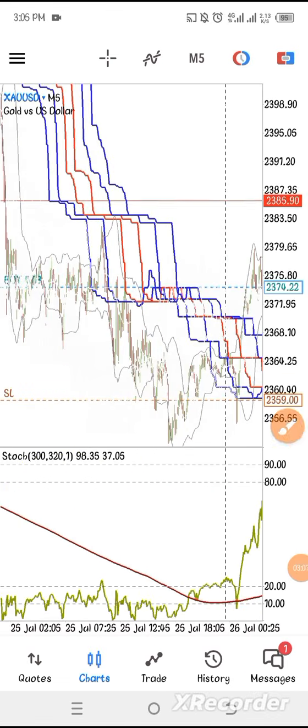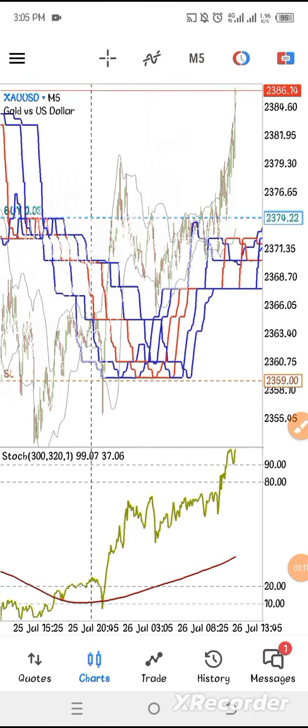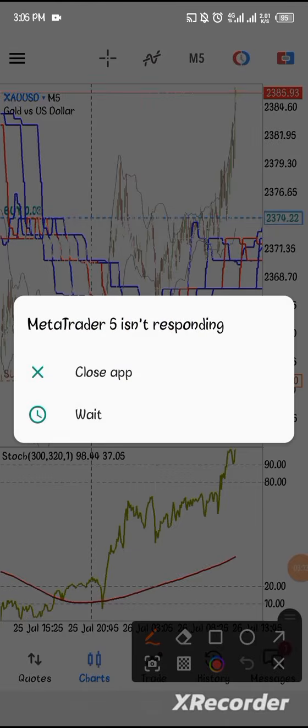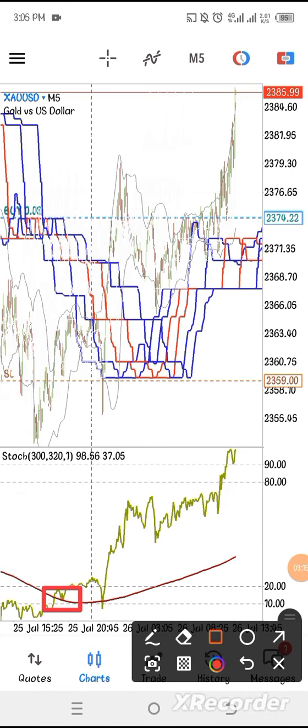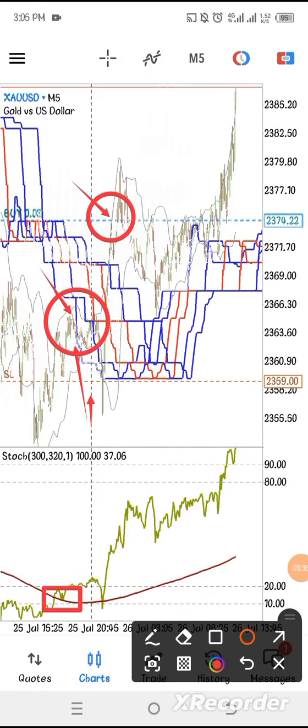Now look at this place. Around this place we see a very good crossover, yet the price action is below the Ichimoku. You don't do anything until the crossover occurs. So when the crossover occurred, we took the entry from this place.